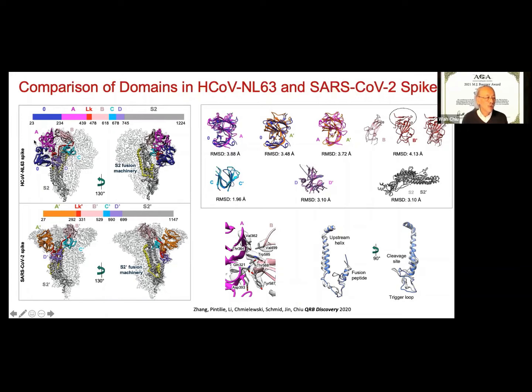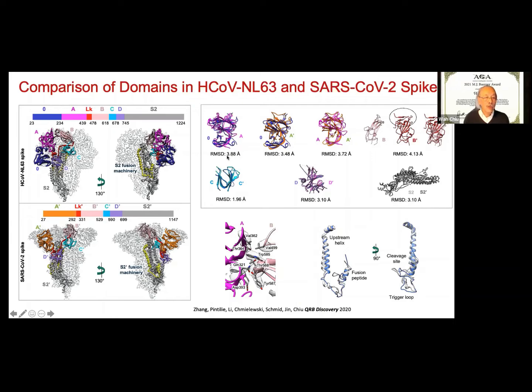They have two regions. One is called S1 region, another called S2 region. In the NL63 I call them S1, S2. In the COVID-2, we call them S1 prime and S2 prime for discussion purposes. Interestingly, when we look at the COVID-2 spike protein, in the S1 prime region there are only 4 domains, A, B, C, and D. And in the alpha coronavirus NL63, they have 5 domains.